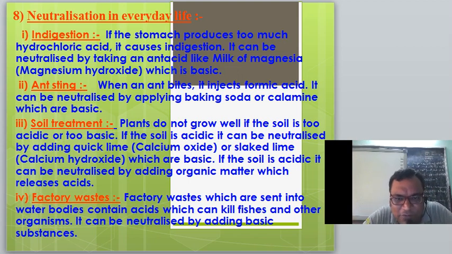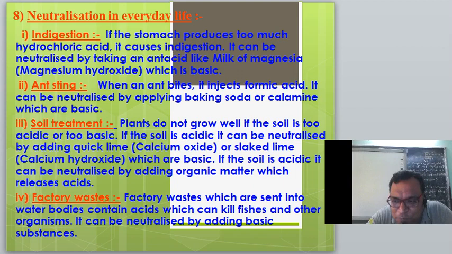So in that process, what do we take? We take the milk of magnesia, which is basically magnesium hydroxide. Its color is white. After taking it, you will see that the acidic environment inside the stomach has been completely neutralized, and the system becomes neutral and a person gets relief from the acidity. There are so many different types of antacids available in the market. So this is one significant application of neutralization in our everyday life.